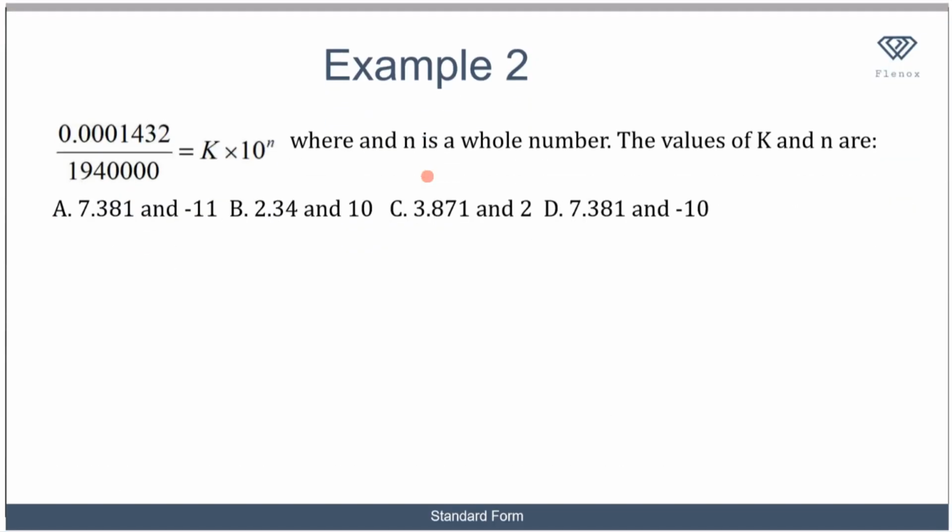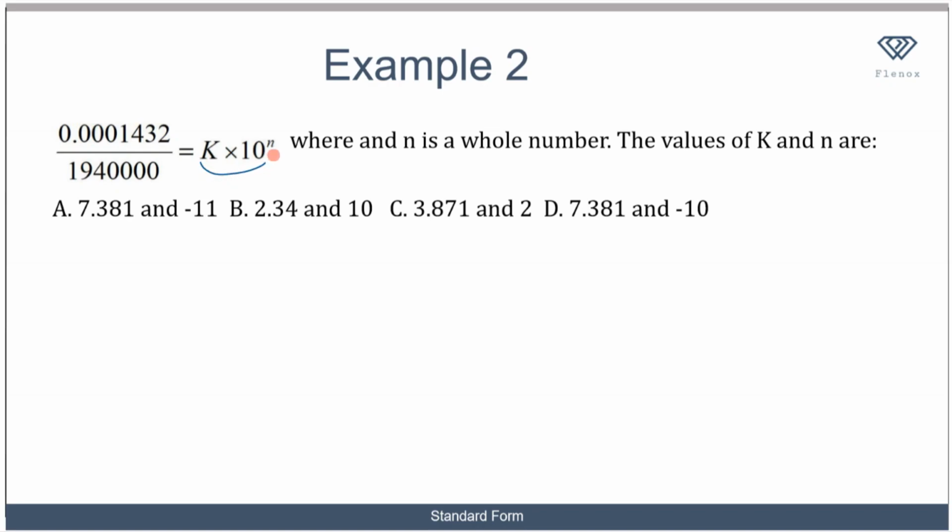Now this is the last question that I'll be talking about. In this question, we are told to divide these two numbers. This over this is equal to k times 10 raised to n, where n is a whole number. The values of k and n are, so what this means is that you have to solve this expression and express it in standard form.